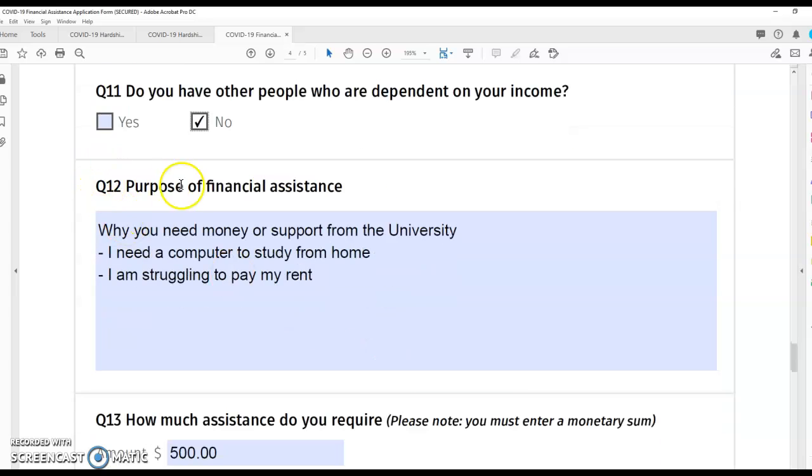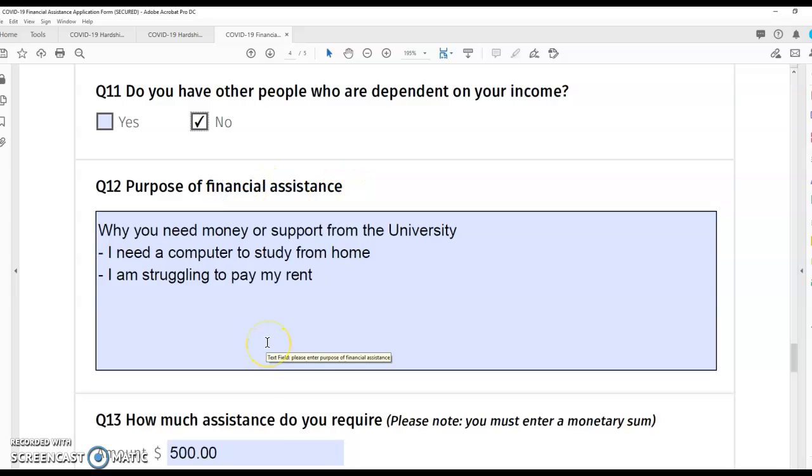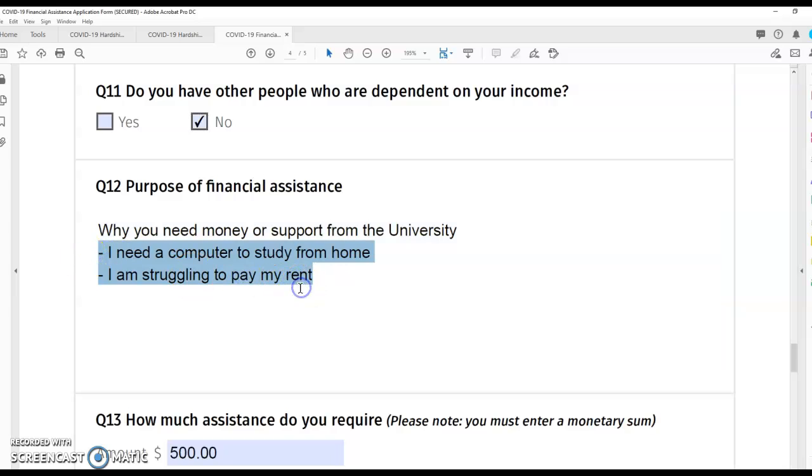Then question 12 is why you are asking for the financial assistance. Why do you need the money? You need to have specific reasons for making this application and for applying for this money. So you need to be able to explain what those reasons are. Here are some examples. I need a computer, or I'm struggling to pay my rent. But you need to supply specific examples, and this will match with the evidence. This must match with the valid evidence that you supply in your bills or receipts.